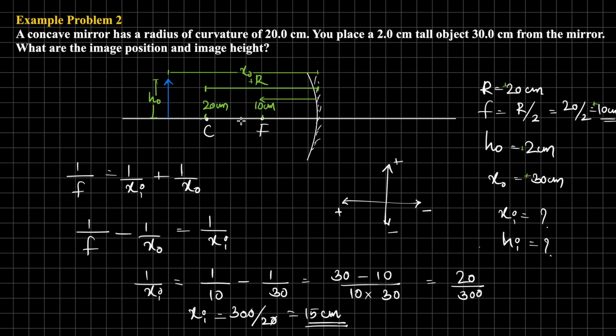We will get an image 15 centimeter from the mirror somewhere here. That's obvious because if you place an object beyond C, you should get an image between C and F, from the ray diagrams that we have studied. Yeah, our image should be inverted, smaller in size compared to the object.